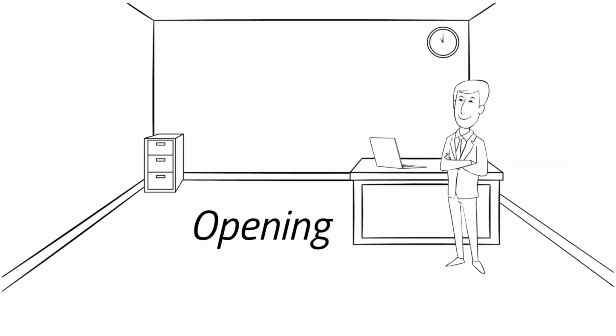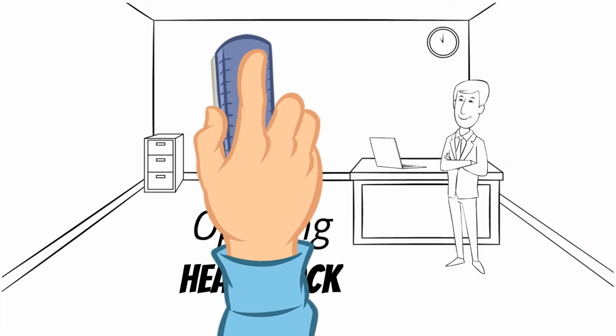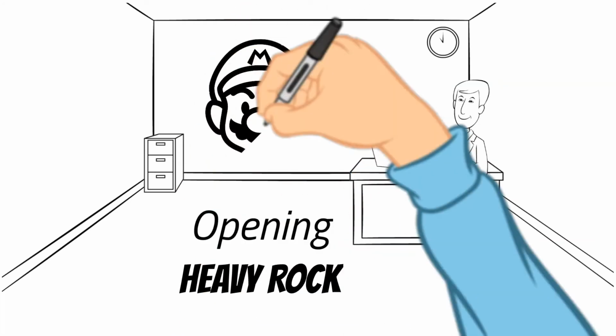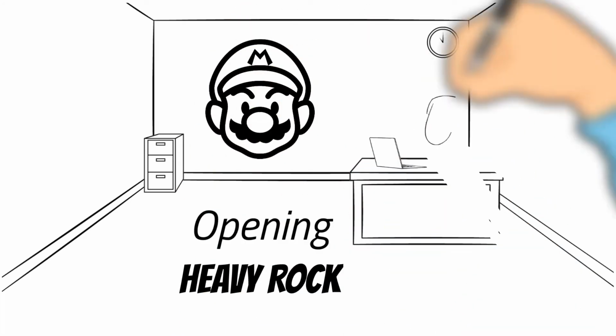So we've looked at the opening and we understand it completely. Now it's time to move on to the second section, the heavy rock section, and understand why Mario plays such a big factor on its chord progression.